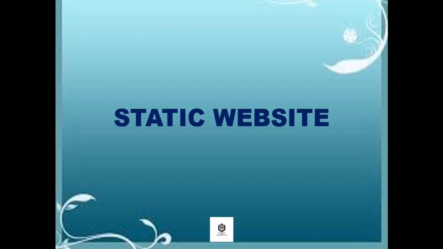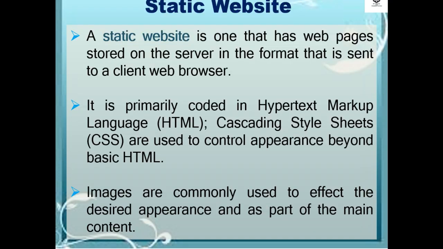Let's talk about static websites. A static website is one that has web pages stored on the server in the format that is sent to a client web browser. It is primarily coded in hypertext markup language or HTML. Cascading style sheets or CSS are used to control appearance beyond basic HTML. Images are commonly used to effect the desired appearance and as part of the main content.